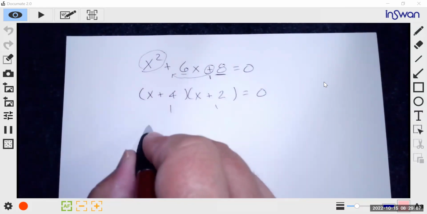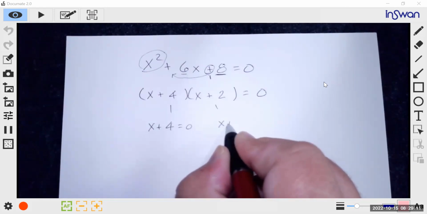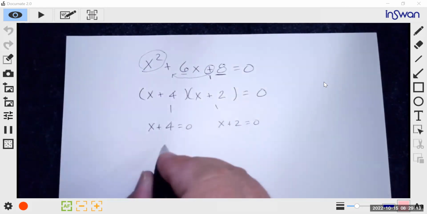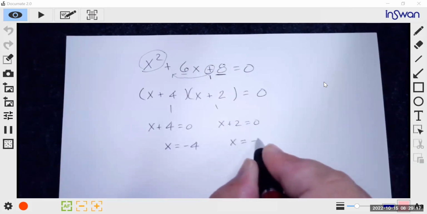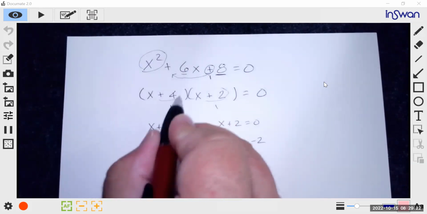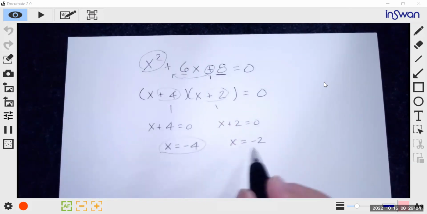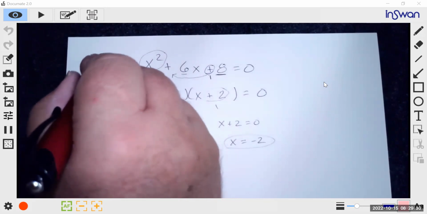Then you take both of these, set them equal to 0, and solve. Again, once you get in parentheses, it's always the opposite sign. Those are your answers. So that's with factoring.